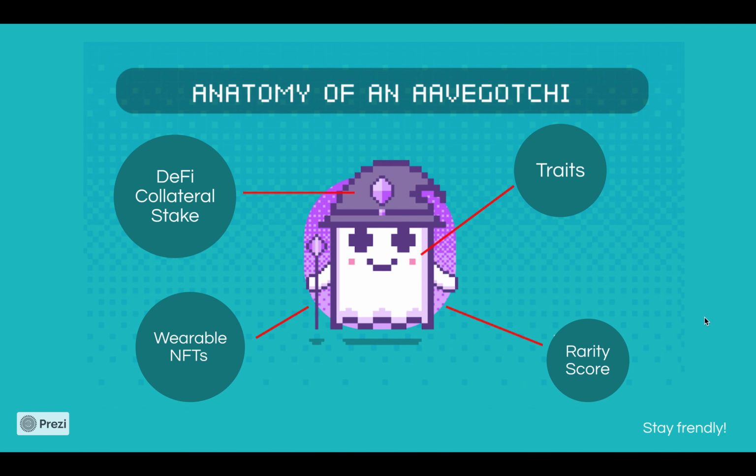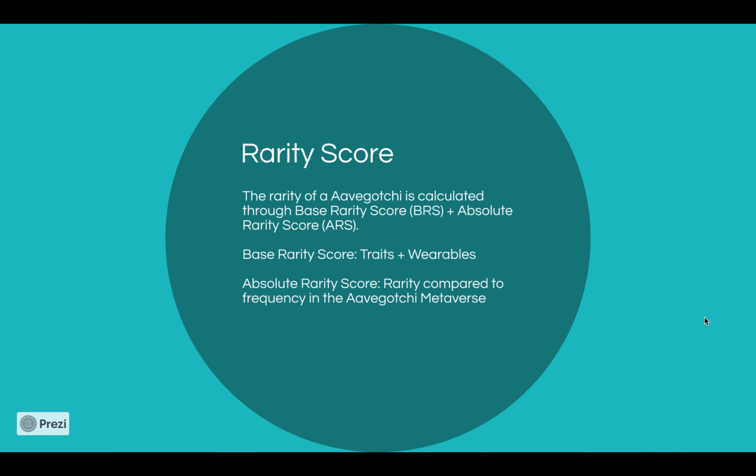Now let's have a brief talk about how that all comes together in the rarity score. The rarity score of an Aavegotchi is calculated through the base rarity score plus the absolute rarity score. The base rarity score is all the traits that we talked about plus the variables. So part of that is going to be random, but part of that you can actually influence through the experience, through the kinship, and through the variables. Plus, and this is one of the things I was most excited about when I heard about the concept, the absolute rarity score. That's the rarity compared to the frequency of a particular trait or variable within the entire Aavegotchi metaverse.